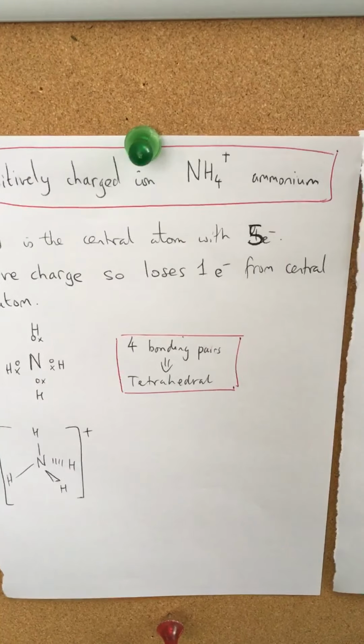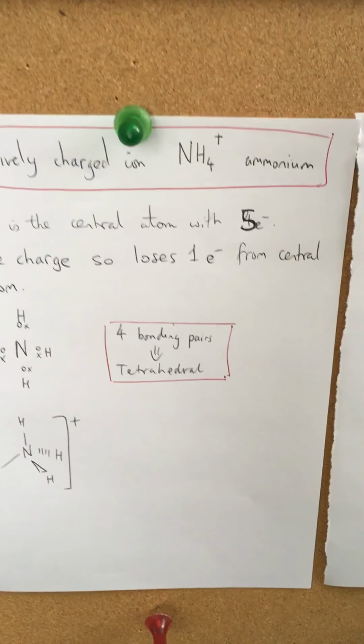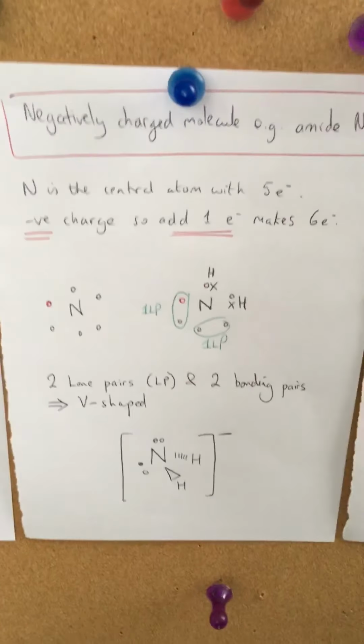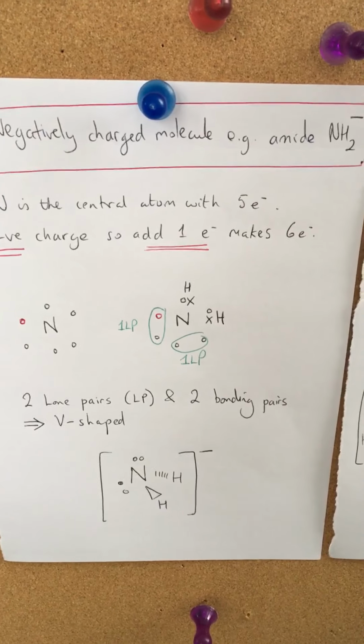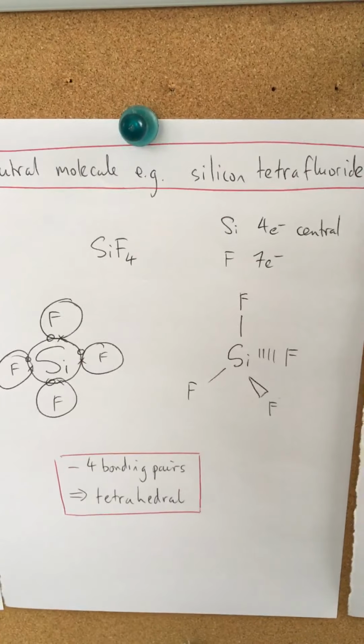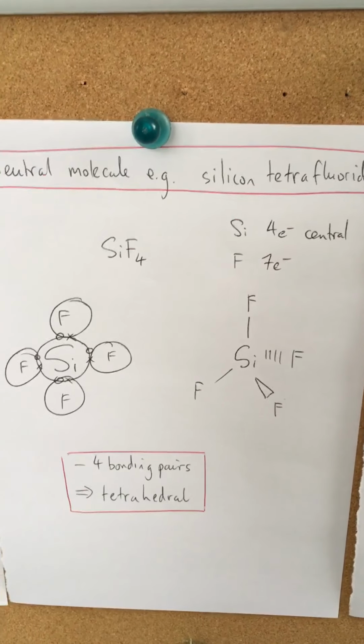If it's tetrahedral, we know it's 109.5 degrees, just like in methane. Going back to NH2-, this would be 104.5 degrees because it's V-shaped. And again, this SiF4 would be tetrahedral, 109.5 degrees.